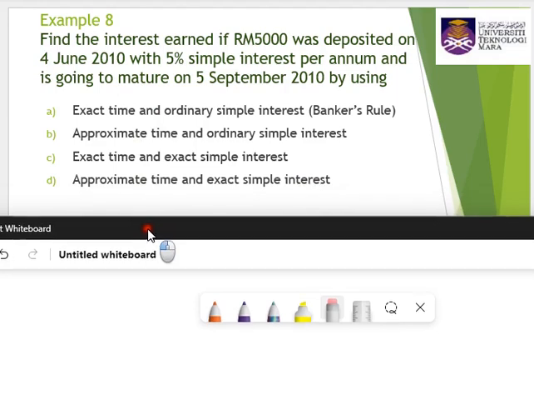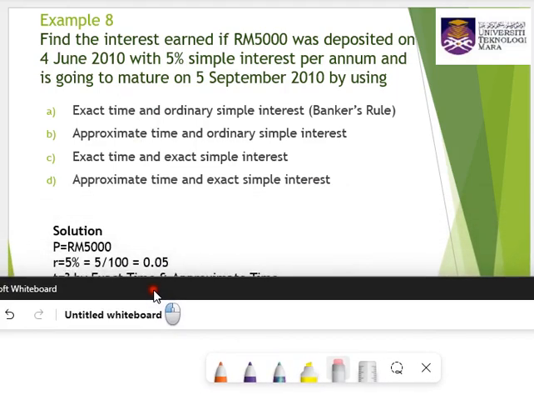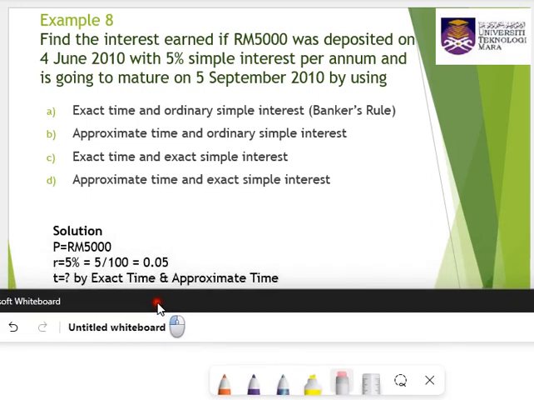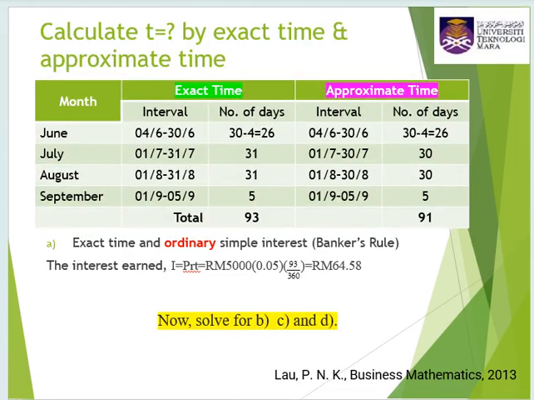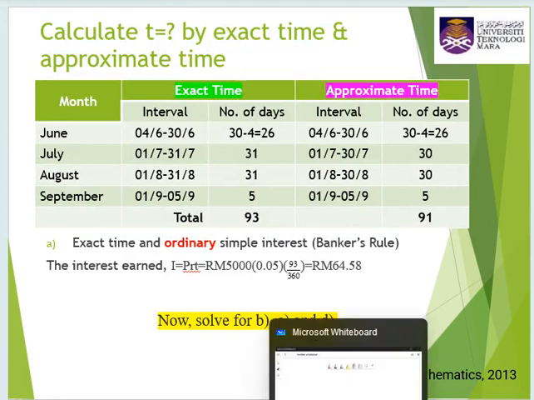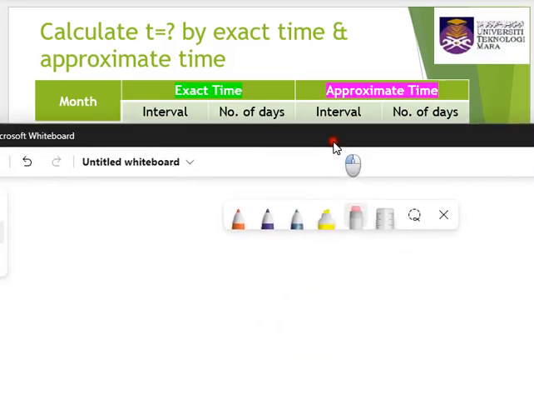Okay, so list it out first. So your P value will be 5,000. Your R will be 0.05. Then the T is different compared with exact or approximate time. Okay, so let's proceed. Calculate by the exact time or approximate time like I showed you just now, on the example.